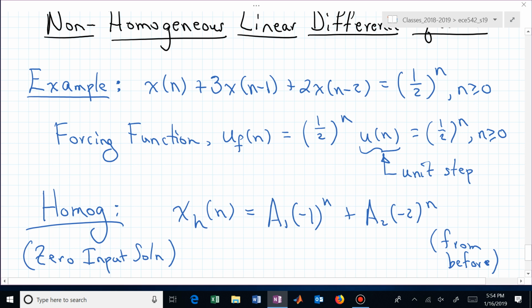It's now 1/2 to the n. Do you see how you're hitting this system with 1/2 one step later? Initially you're hitting it with u sub f of 0, which is 1. Then at time step 1, you hit it with 1/2. Time step 2, 1/4. Do you see how it's exponentially decaying? But that's now an exponential response or waveform in discrete time: 1/2 raised to the n.